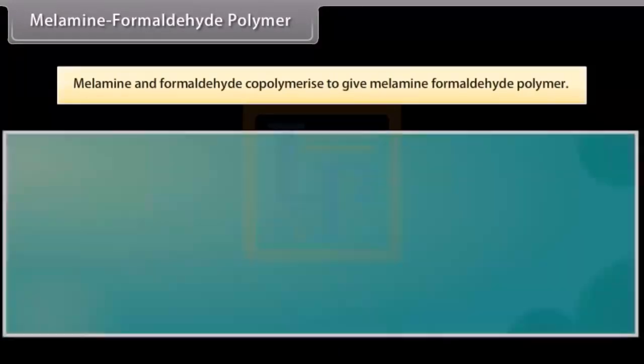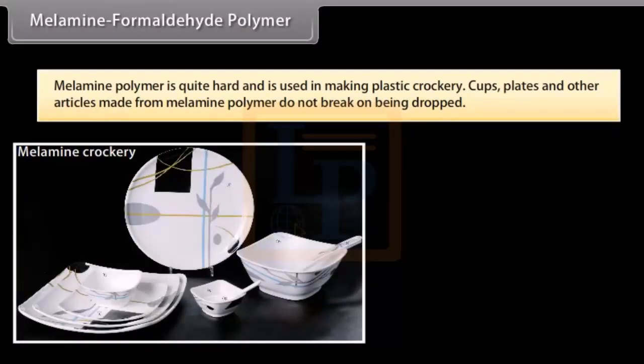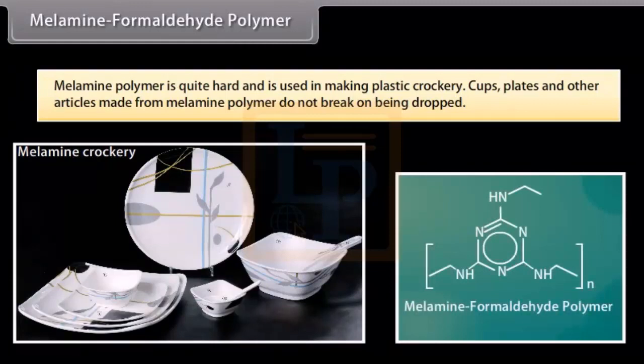Melamine formaldehyde polymer. Melamine and formaldehyde copolymerize to give melamine formaldehyde polymer. Melamine polymer is quite hard and is used in making plastic crockery, cups, plates and other articles. Articles made from melamine polymer do not break on being dropped.